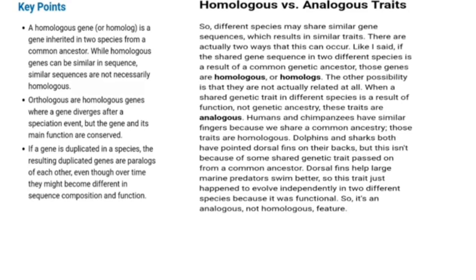The key point you need to take home here is a homologous gene is a gene inherited in two species from a common ancestor. Right? Orthologous genes are homologous genes when the gene diverges after a speciation event, but the gene and its main function are conserved. Now, if a gene is duplicated in a species, now look at the underlying word, duplicated in a species, the resulting duplicated genes are paralogs of each other. Did you get that?